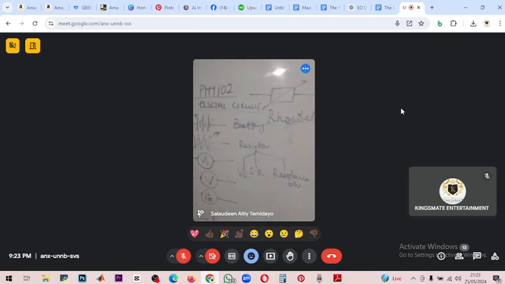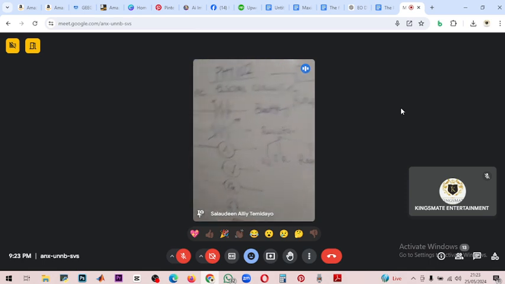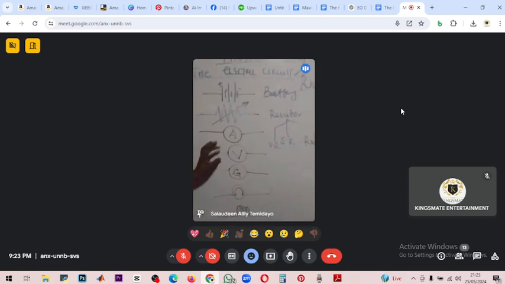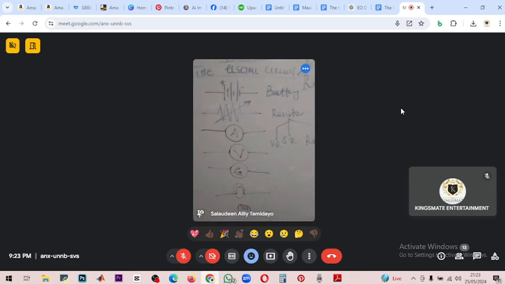So now, this is the symbol for ammeter. An ammeter is used for measuring electric current. This is the symbol for voltmeter. Voltmeter is used for measuring potential difference.